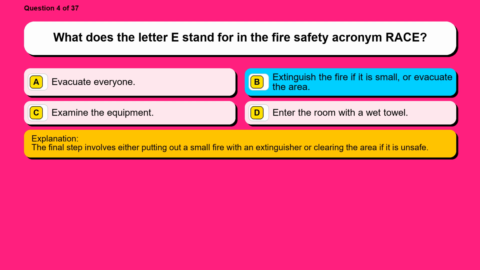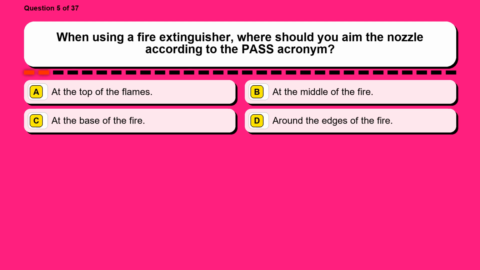unsafe. Question 5. When using a fire extinguisher, where should you aim the nozzle according to the PASS acronym? Option A. At the top of the flames. Option B. At the middle of the fire. Option C. At the base of the fire. Option D. Around the edges of the fire.